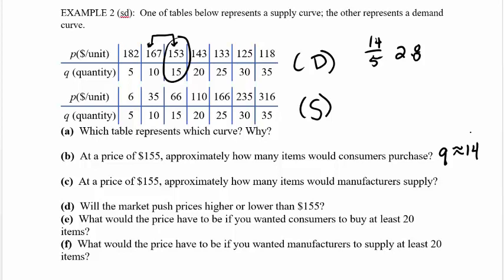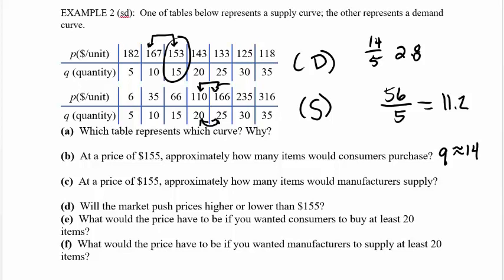Part C, at a price of 155, approximately how many items would the manufacturer supply? So we're going to apply the same sort of analysis here. 155 is going to be between these two, so we're expecting our answer to be between 20 and 25. So again, if we look at the span of price, we go from 110 to 166, which is a span of 56 over 5 units, which means for every increment of 1 unit of quantity, the price is going to change by approximately $11.20.